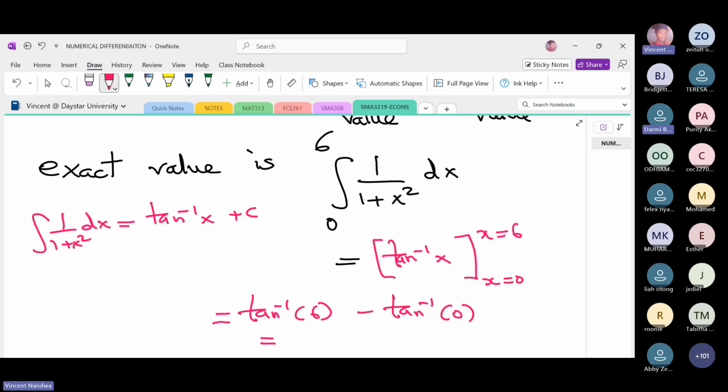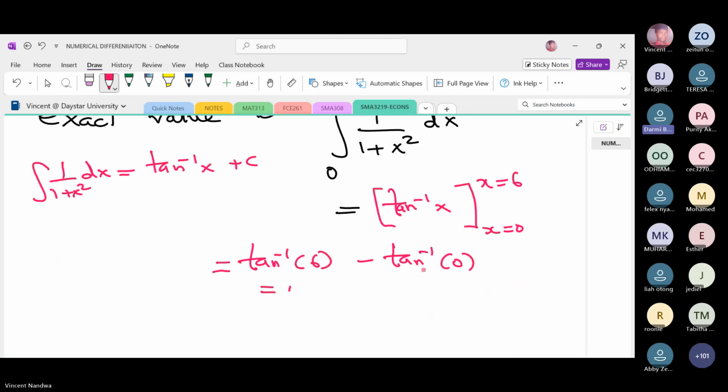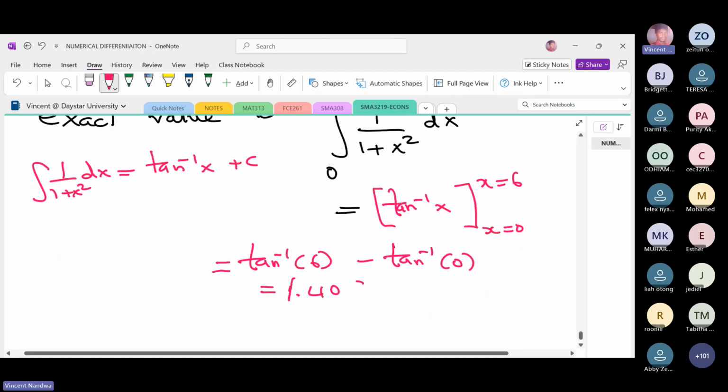One point four. What then? 1.4, 056. 47649. Is everyone having this same answer? Or is there someone with a different answer? Anyone with a different answer from this?